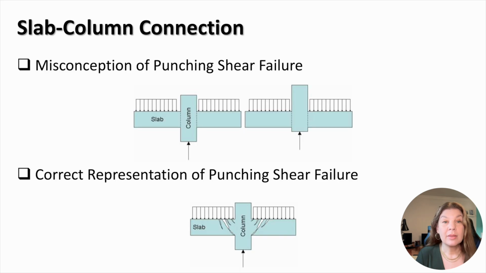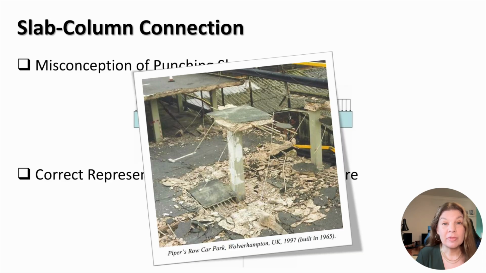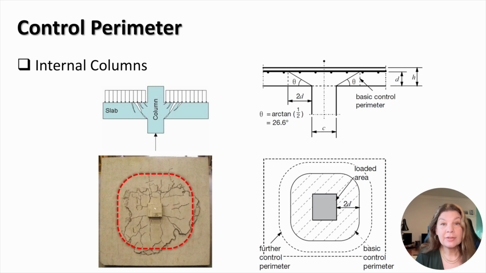The mechanism of the punching shear failure of the slab is often misunderstood. Here you can see the misconception of the punching shear failure surface, which suggests that the surface is vertical, and the correct representation of the inclined failure surface. The inclined shape of the failure surface is supported by the evidence from slabs collapsed due to punching shear failure. Therefore, the control perimeter is located away from the loaded area. Eurocode 2 defines the distance between the loaded area and the first basic control perimeter equal to two effective depths of the slab, which corresponds to the failure surface inclination angle of 26.6 degrees.